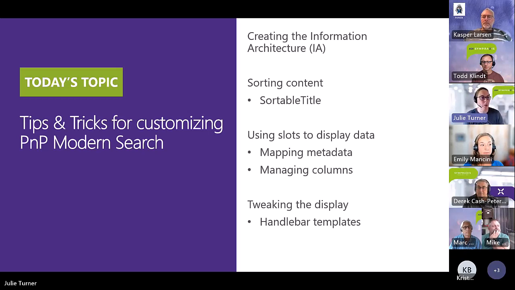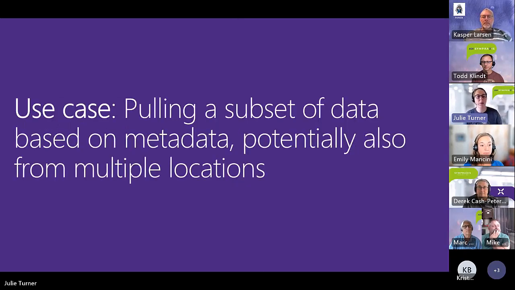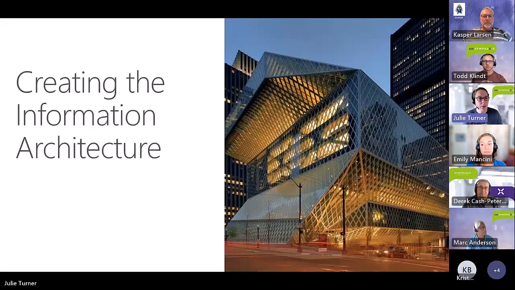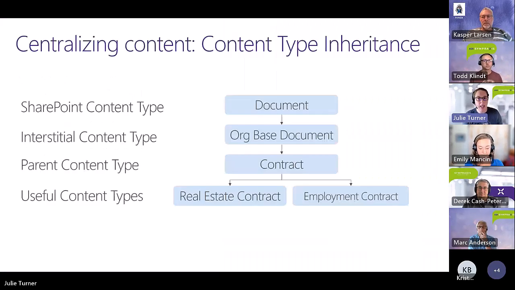All right, so our use case: we're going to be pulling a subset of data based on metadata, potentially also for multiple locations. That's a general goal that we want to use the PnP Modern Search web parts for, and there are so many implementations of that we can do. It becomes a sort of Swiss Army knife when we can customize those display templates. So let's start with creating the information architecture. And Mark, why don't you kick us off?